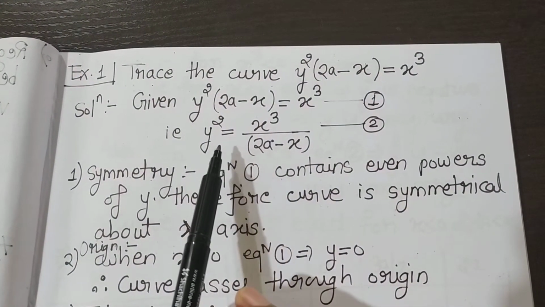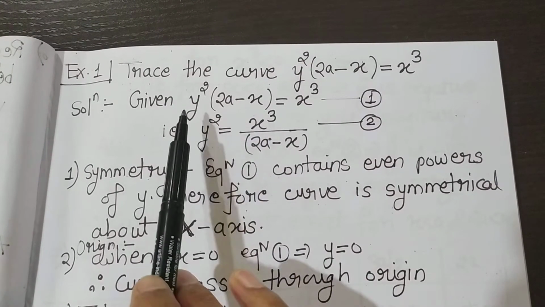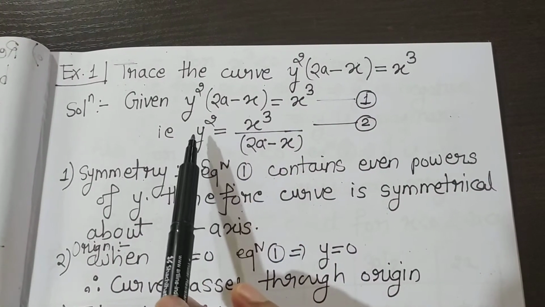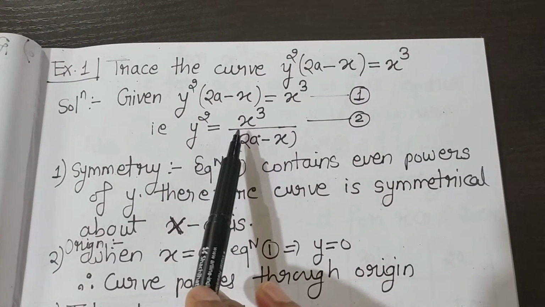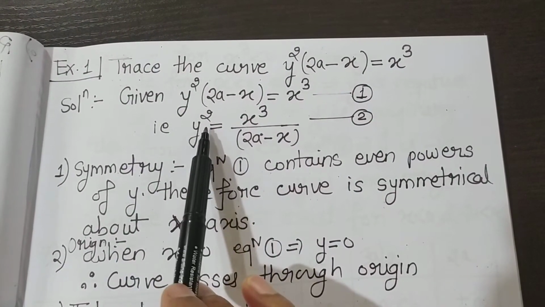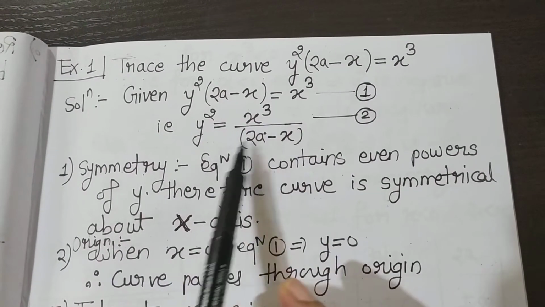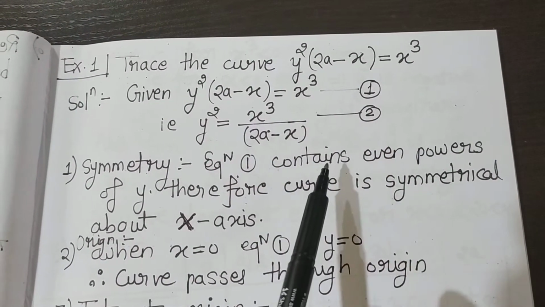It is always suggested to write the given equation completely as y in terms of x, or x in terms of y. Here I have written y square is equal to a complete function of x. Let us call this equation 2.